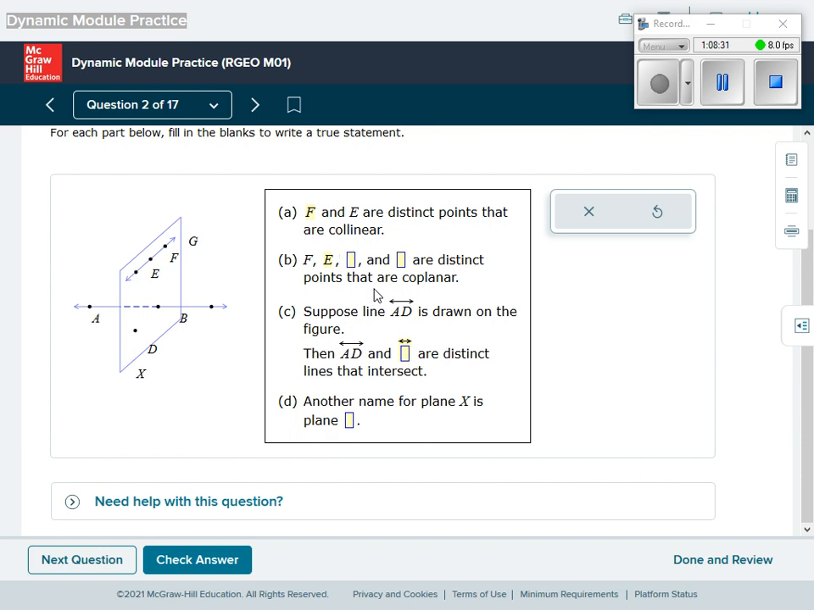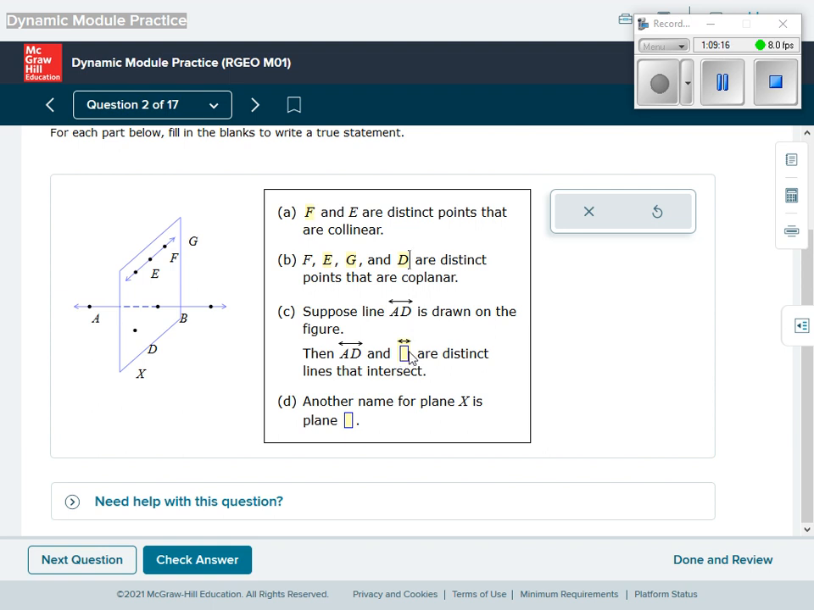What's collinear mean again? Same line. What's coplanar mean? Same plane. Which point in my picture is not on plane X? Even though my picture's messed up. Which point's not on plane X? Which one goes through? What goes through the plane? That line does, doesn't it? It goes through the plane. So which of these points is not on plane X? A right there.